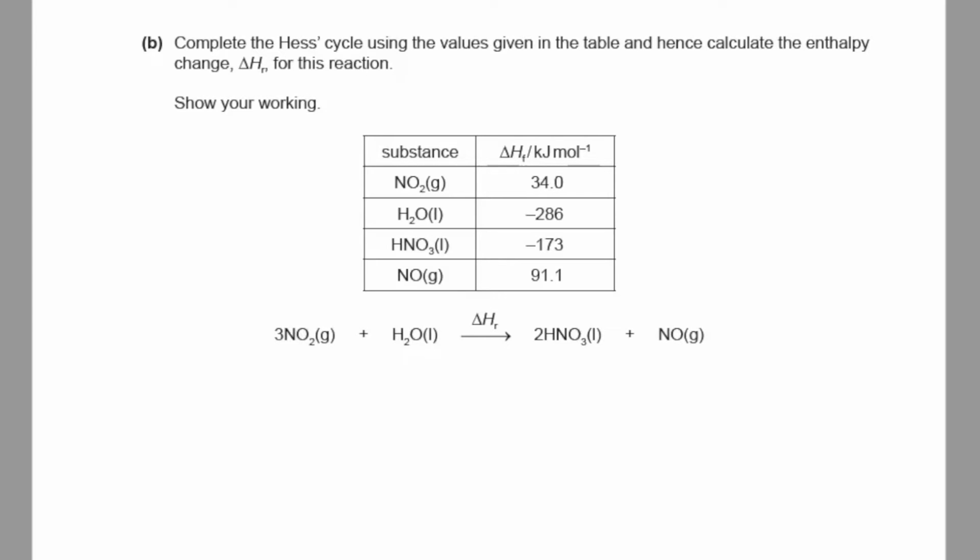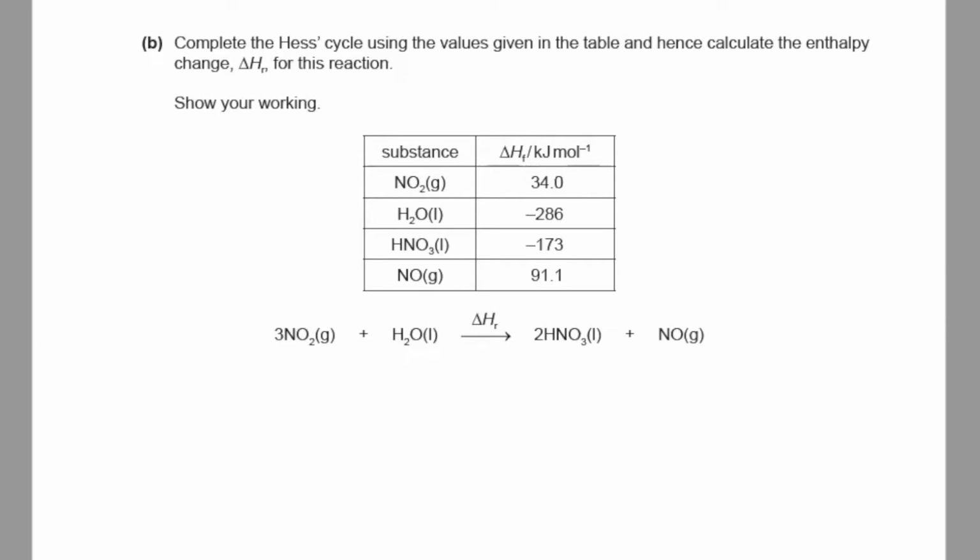Part B, complete the Hess cycle using the values given in the table and hence calculate the enthalpy change for this reaction. Show your working. Since the enthalpy change of formation values have been given to you, you must find the enthalpy change of reaction of this reaction with the help of all the enthalpy change of formation values.